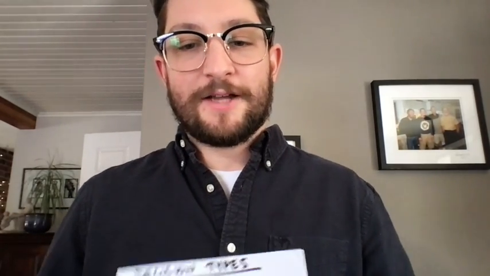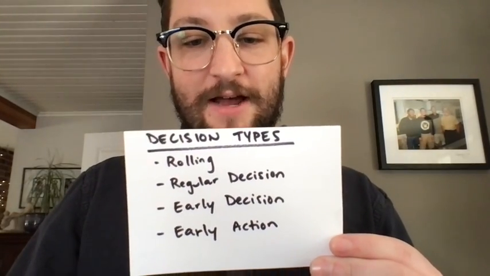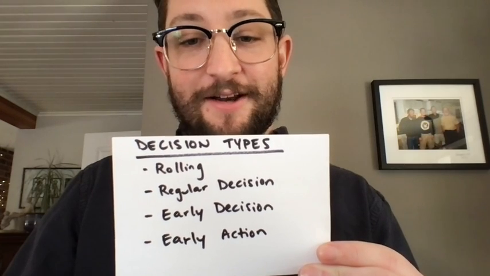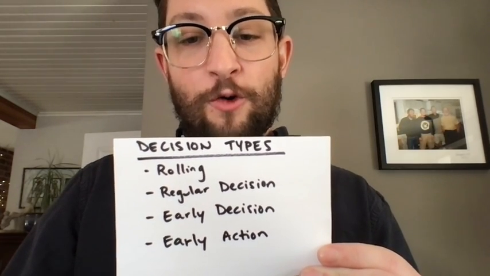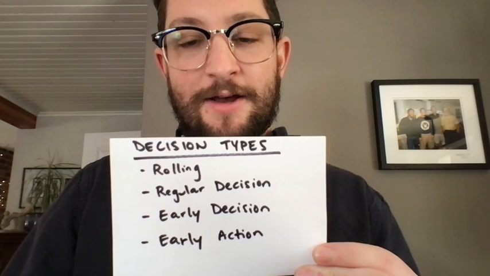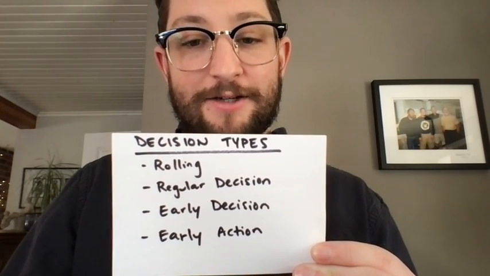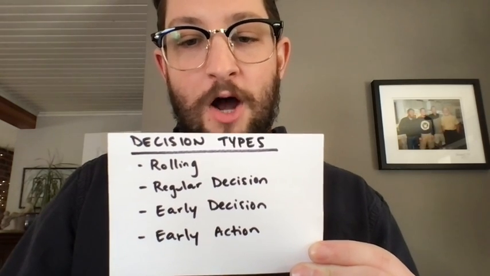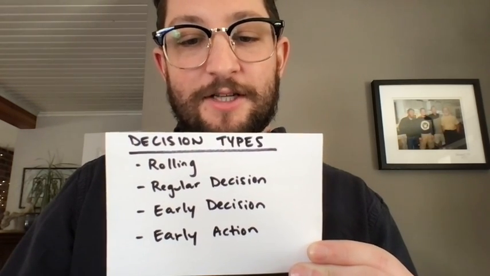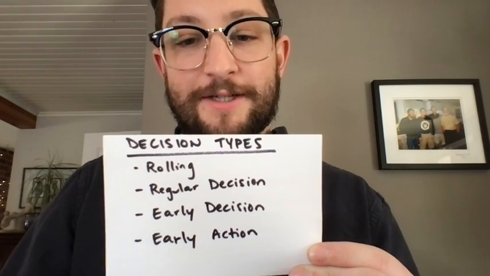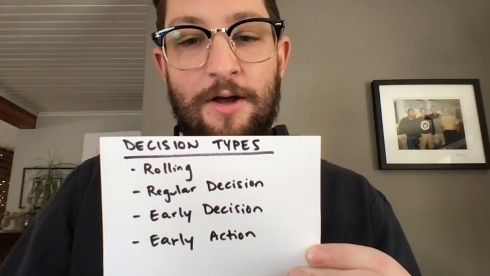When you are looking at the types of decisions that the colleges have, there are these four basic types that I know of at least and have come across. Rolling is what it sounds like. You can submit an application at any time and they'll take a look at it and get back to you. More common, especially for undergraduate, are these three other types of decisions: regular decision, early decision, and early action.